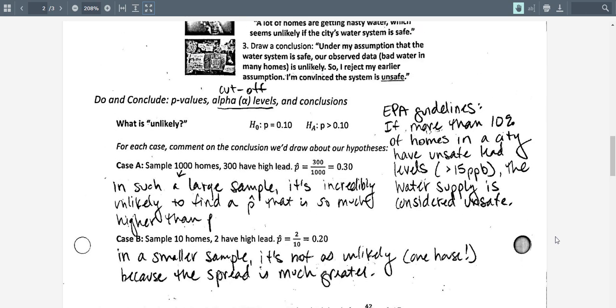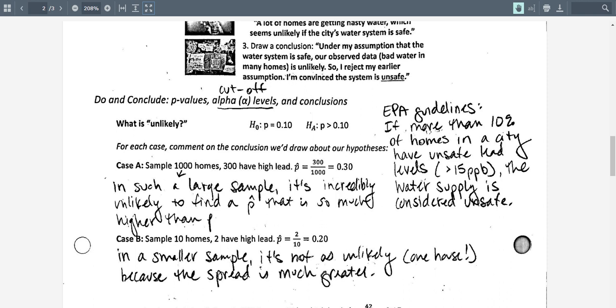Okay, so now that you can see both case A and case B, we've talked about the size of sample and what that does in terms of sampling variability. So in something like case A, if we sampled 1,000 homes and 300 of them have high lead, in such a large sample, that's really high if the truth is only supposed to be 10%, to end up with something as high as 30%. We would expect with that size of sample that we should be closer to the true value.